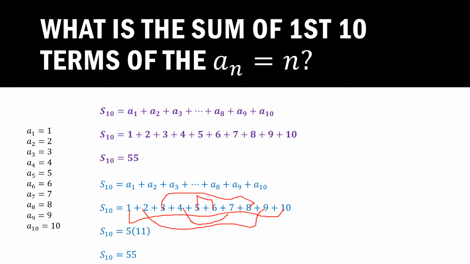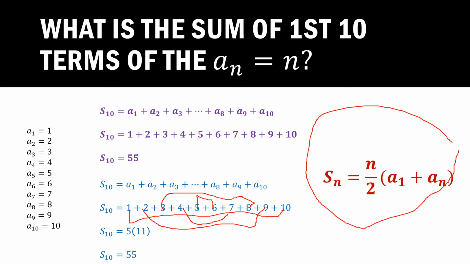That's why we formulated this, and Gauss had this conjecture that turns out to be a formula: S sub n is equal to n over 2 times the sum of the first term and the nth term. The n stands for the number of terms. So this is now the formula for the arithmetic series.